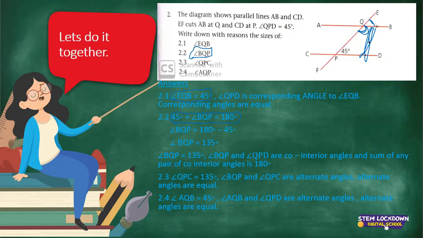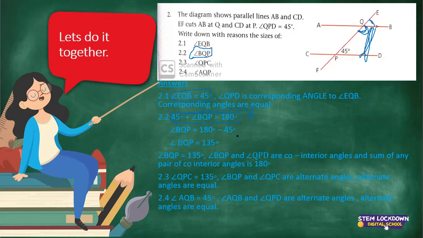So here's our equation: 45 degrees plus angle BQP equals 180 degrees, and then our angle BQP equals 180 degrees minus 45 degrees, because this 45 degrees is positive, and when it moves to the other side it becomes negative, subtraction, because we are moving it to the different side. So we'll have 180 degrees minus 45 degrees, and our angle BQP equals 135 degrees. All right, correct.